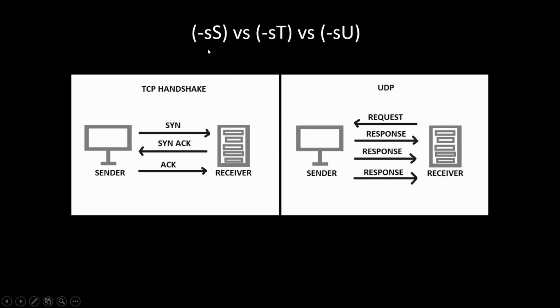So we have a SYN Scan, -sS. It will send a SYN packet and then a SYN ACK is received and it ends there. A full connection is not established. But with a TCP Connect Scan, which is the second one, it would complete a three-way handshake.